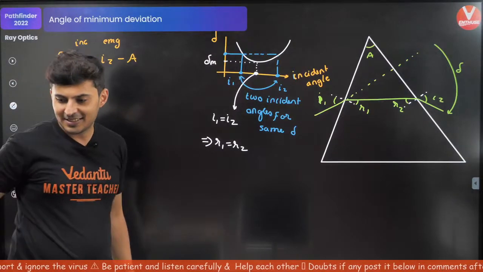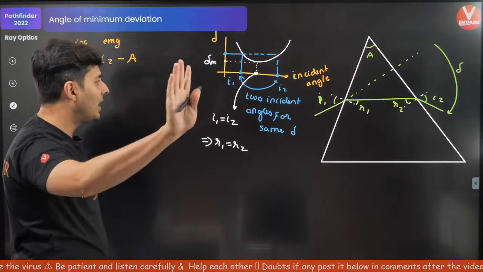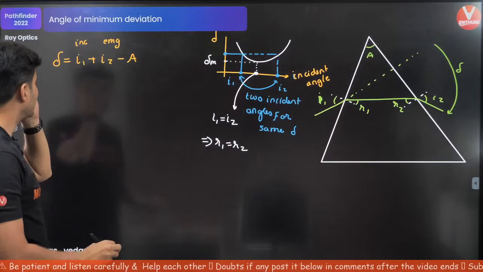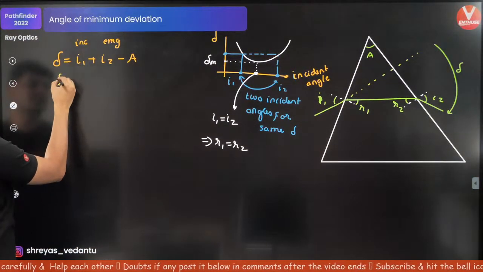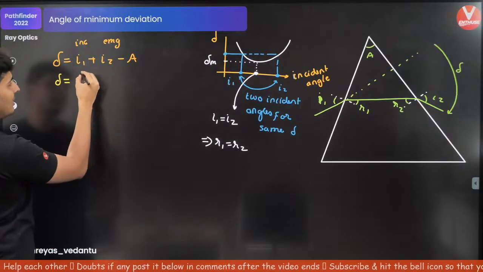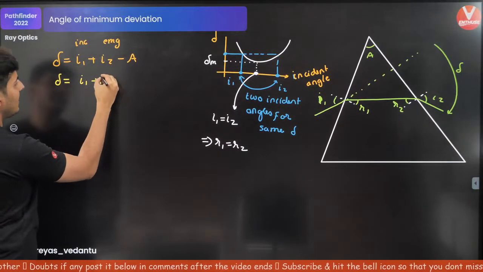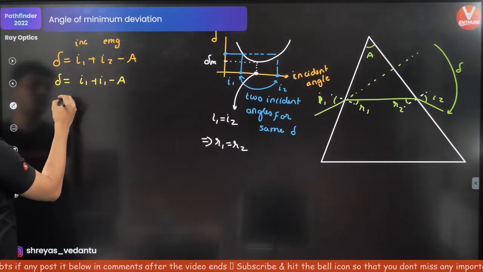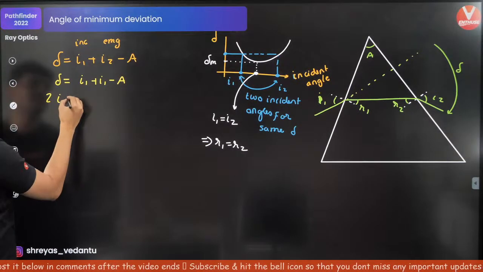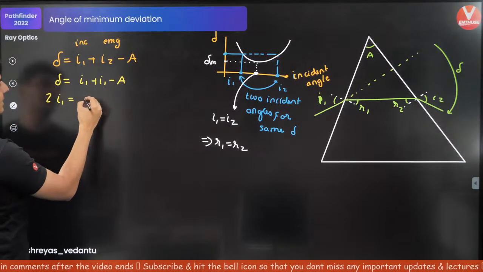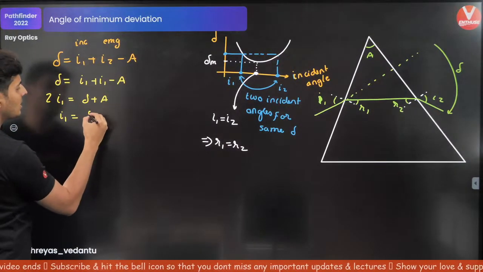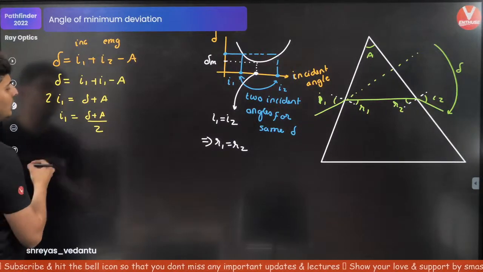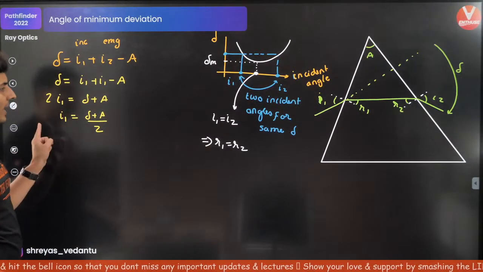Yes, Abhishek, it is. Now, next part. Once you have this concept, you can also find the value of delta. Observe this. Since both of them are equal, delta will be I1 plus I1 minus A. Therefore, 2 times I1 will be delta plus A. Therefore, I1 will be equal to (delta plus A) divided by 2. This is the value of I1.